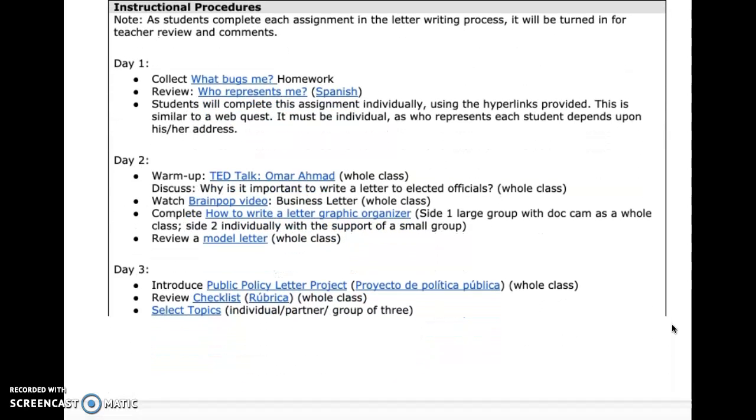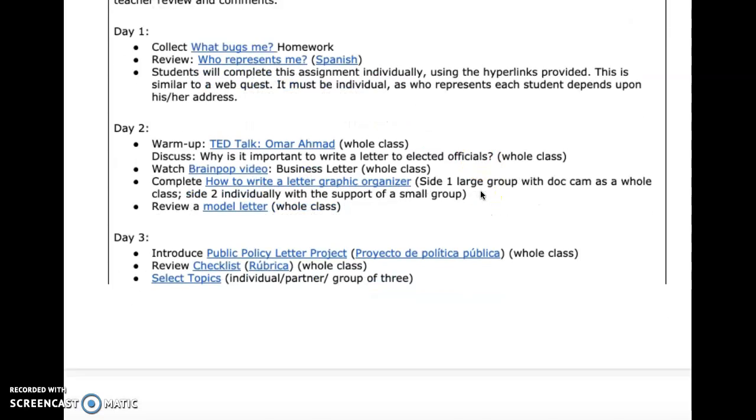For the unit, on day one, I collected What Bugs Me homework. I used this homework to help select topics that are relevant to students that they may be able to choose from. And then we also have a review activity where the students write down who all of their elected officials are. Eventually, they'll select one of their elected officials as their audience member for their letter.